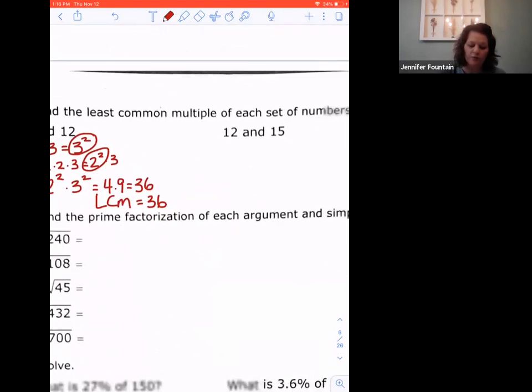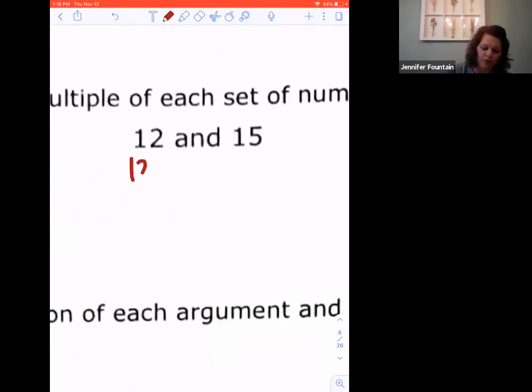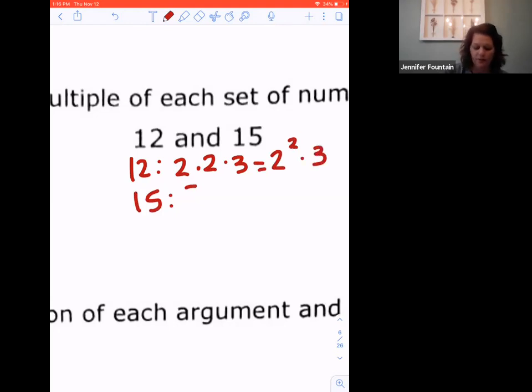All right, 12 and 15. We've already said that 12 is going to be 2 times 2 times 3, which is 2 squared times 3. 15 will be 3 times 5.